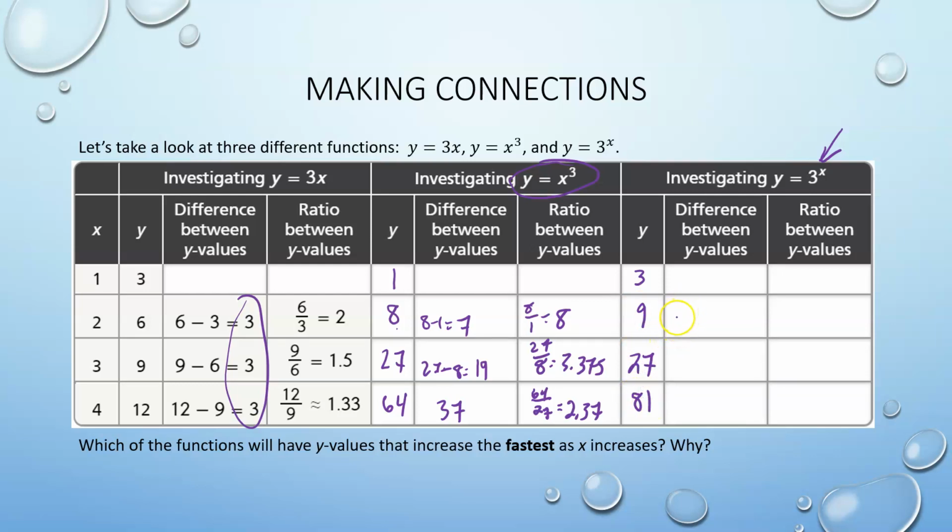Now, if we do what we did in linear functions and do the 9 minus 3, we get 6. 27 minus 9, I got 18. And when I subtracted 81 minus 27, I get 54. So we can see that that difference is not the same like it is in linear functions.